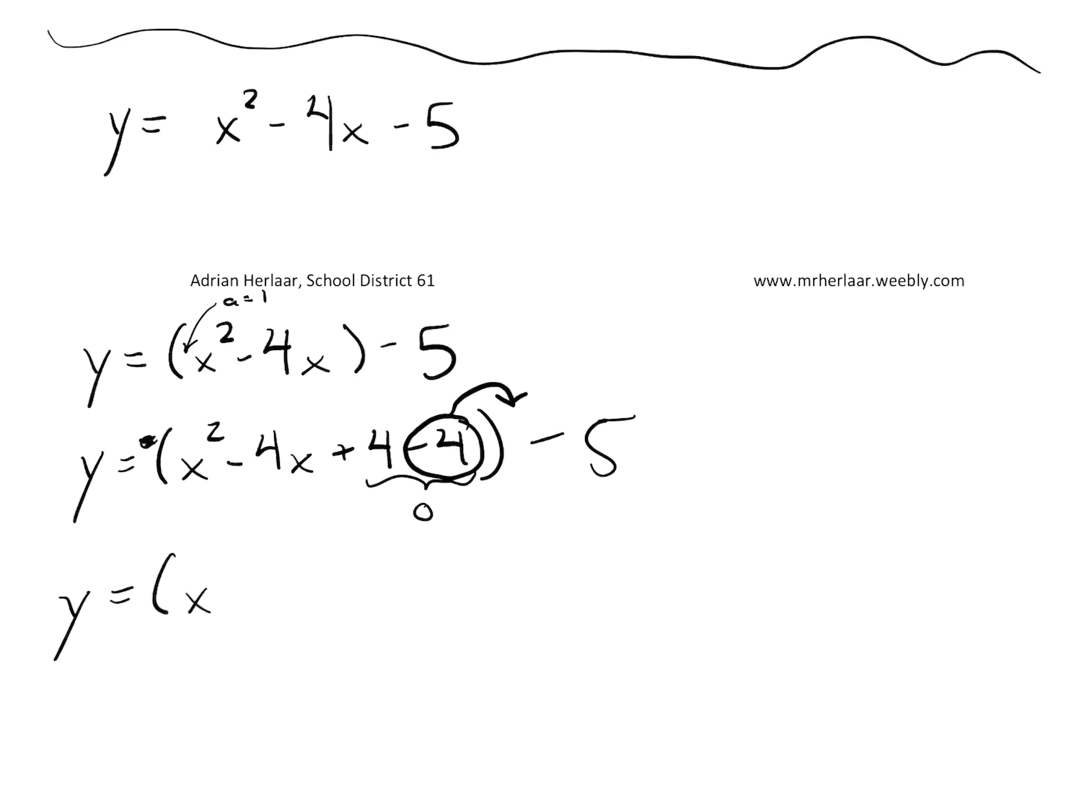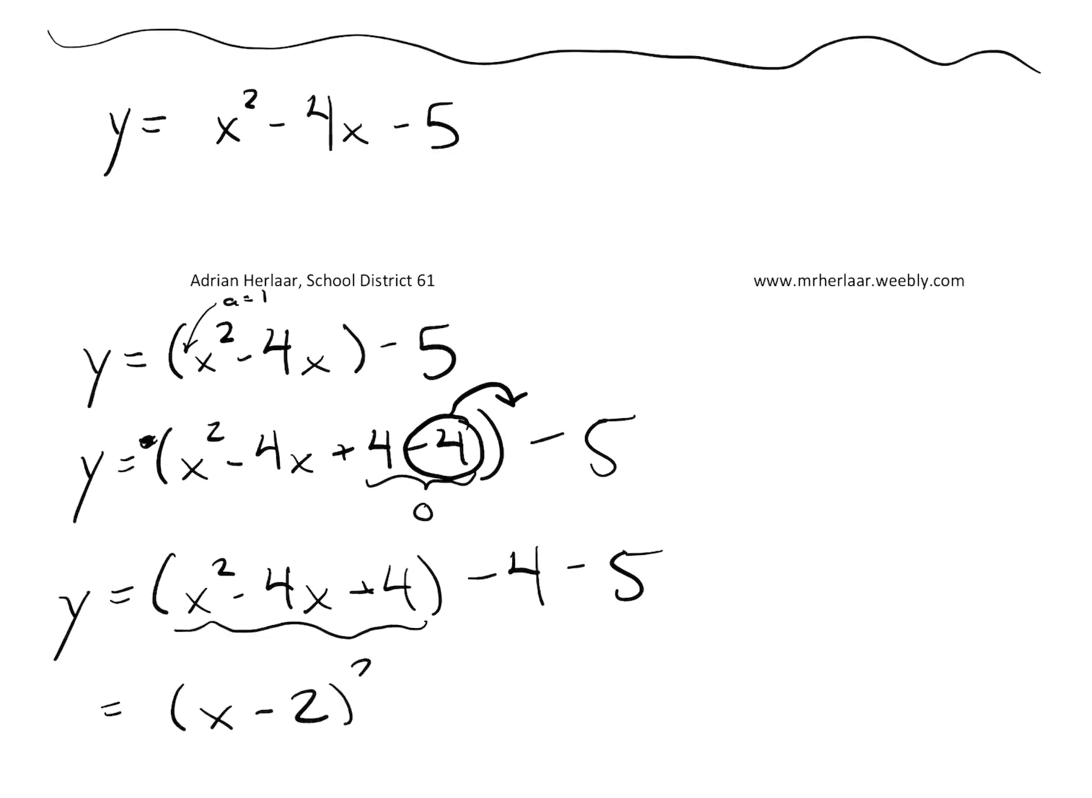So now you have x squared minus 4x plus 4 minus 4, because this -4 comes out, minus 5. This is now what we call a perfect square trinomial, and it just simplifies to x minus 2 squared, my a term is a 1, minus 9. You have changed this into vertex form, and your vertex is (2, -9). All right, so that's completing the square.